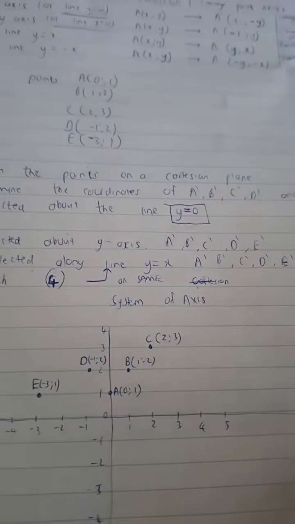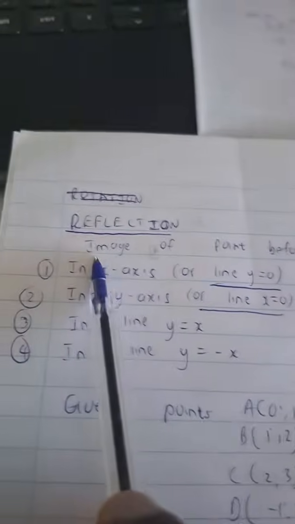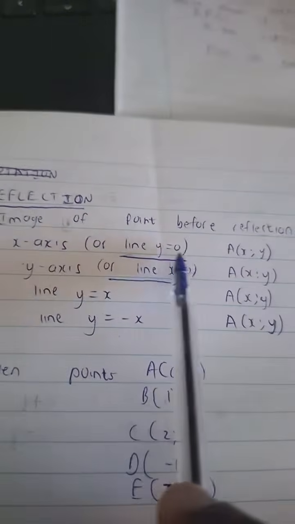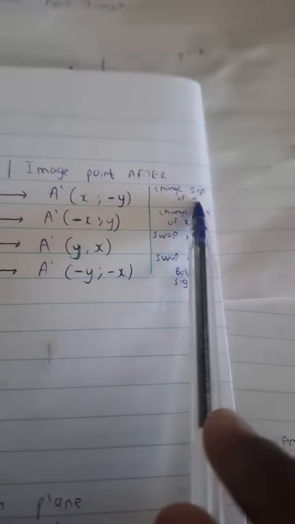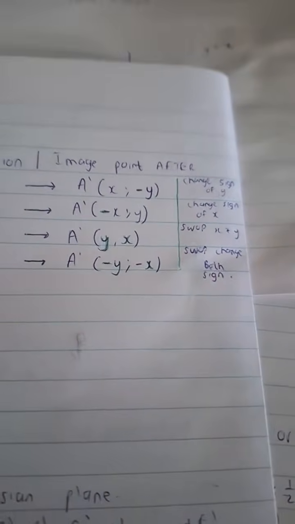What does that mean? Who is affected and how? You still remember who is affected and how? If we are reflecting along the x-axis, who is affected and how? Do you still remember, guys? Reflection in the x-axis or the line y is equal to 0. What did we say? Y is affected. How? There's a change of sign in y. That's all that simply means.